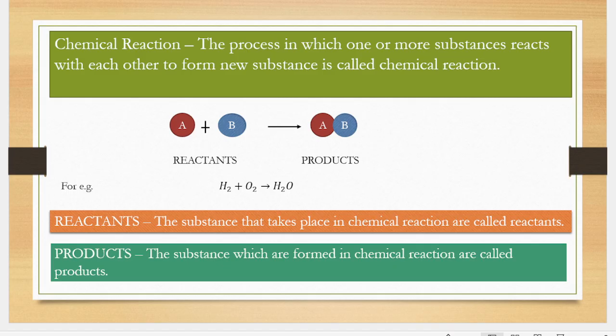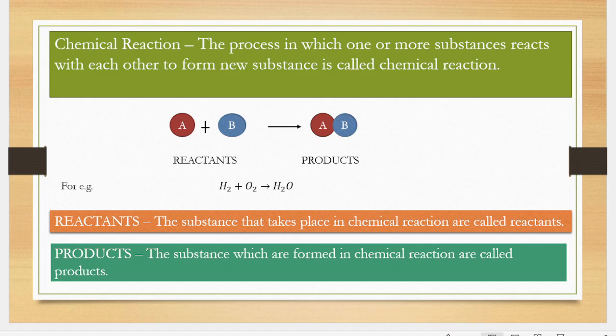Now, what is a reactant? The substances that take part in a chemical reaction are called reactants. किसी भी केमिकल रिएक्शन में जो भी सब्सटेंसेस पार्ट लेते हैं उन्हें रिएक्टेंट कहते हैं. Next, product. The substances which are formed in a chemical reaction are called products. That means किसी भी chemical reaction में जो भी substances form होते हैं उसे product कहते हैं.